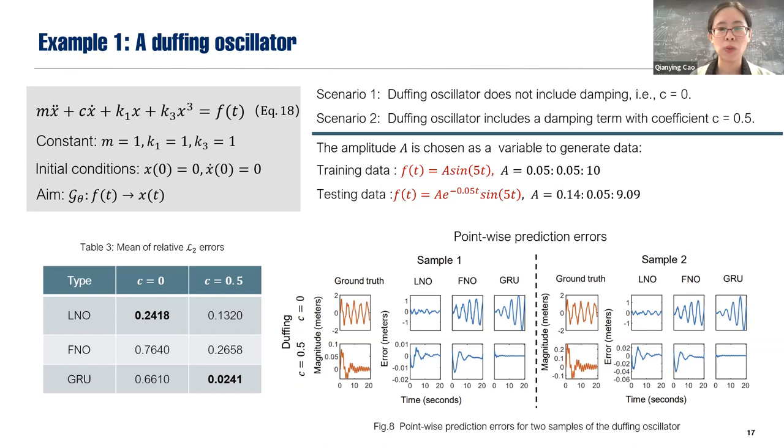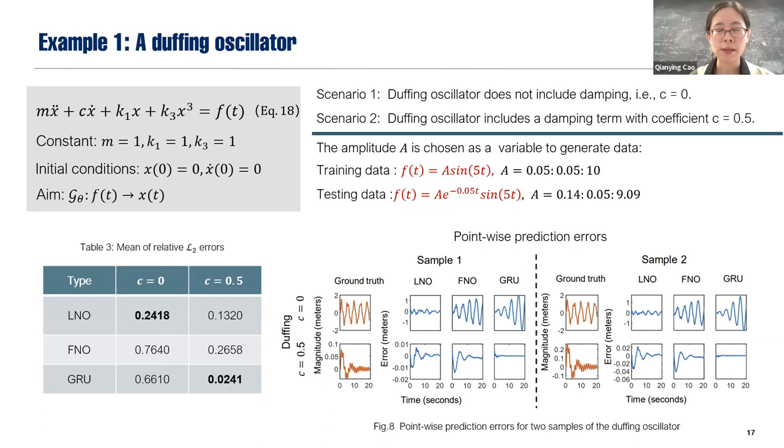The first case considers an oscillator that does not include damping. The second case considers an oscillator that includes a damping term with a coefficient C equals 0.5. Here, our goal is to learn the nonlinear operator of the system in equation 18, which maps the forcing function F(t) to the system response X(t).